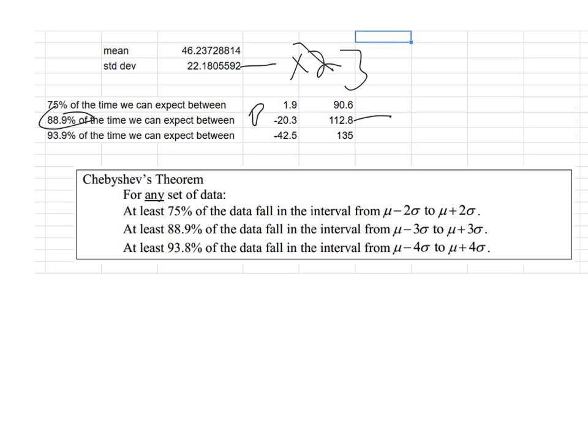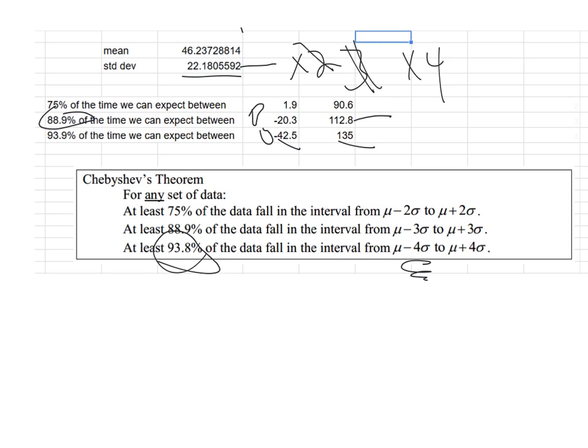And then for the 98.3% of the time, we did 4 standard deviations. So again, how did I do this? I multiplied the standard deviation times 4, subtracted it to get the lower bound, and added it to get the upper bound. Again, I get a negative number. So up to as many as 135 violent storms per year.